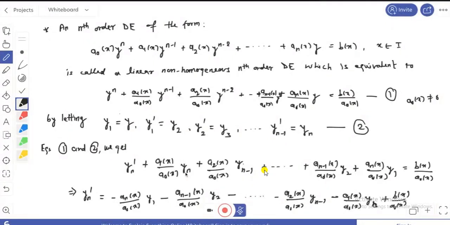Okay, fine. And next derivative means we have taken the derivative of it. If you take one more derivative of yn minus 1, then d over dx of that is yn. Okay, so if we differentiate this over x, this becomes yn prime.